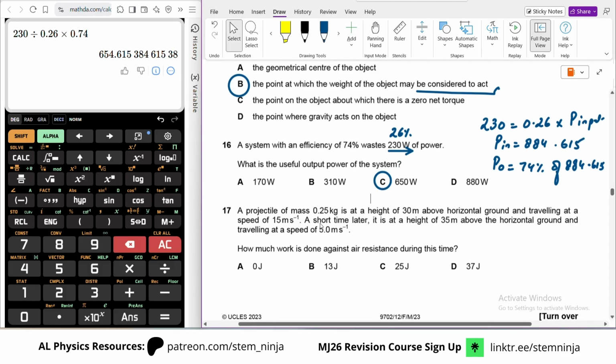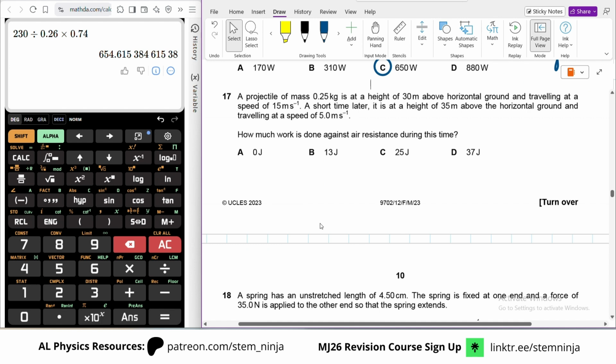A projectile of mass 0.25 kg is at a height of 30 meters above the horizontal ground and traveling at a speed of 15 meters per second. A short time later it is at a height of 35 meters above the horizontal ground and traveling at a speed of 5 meters per second. How much work is done against air resistance during this time?